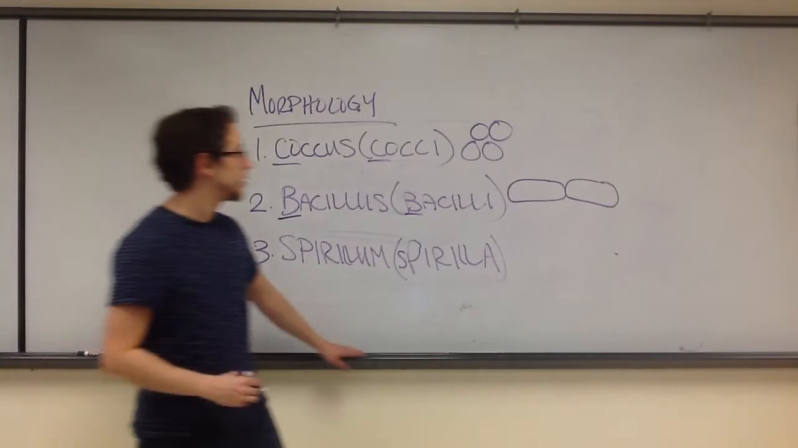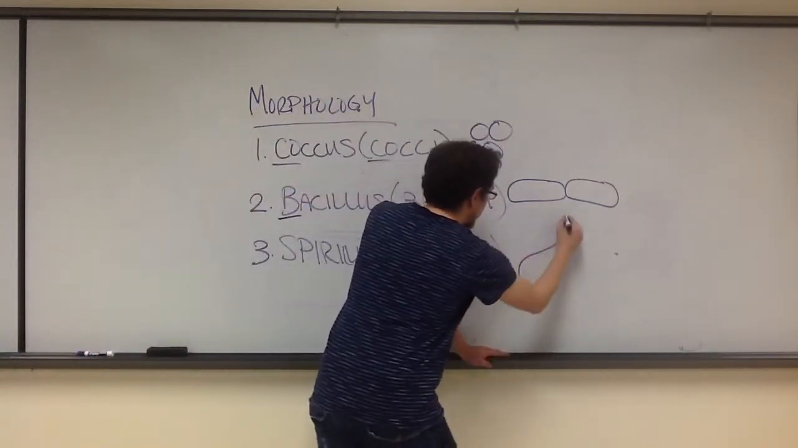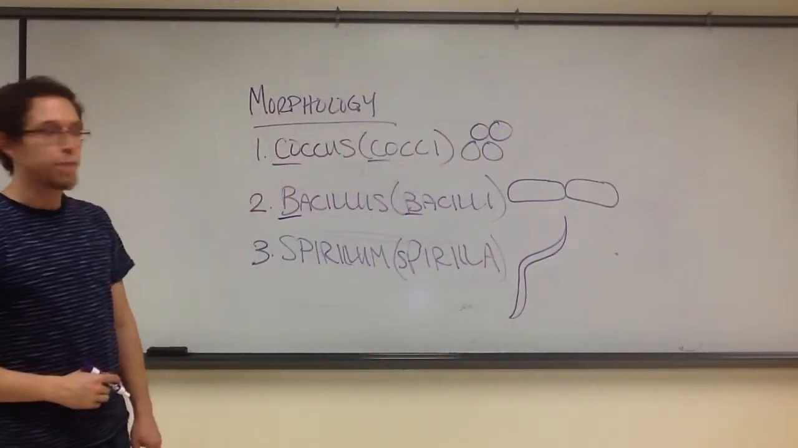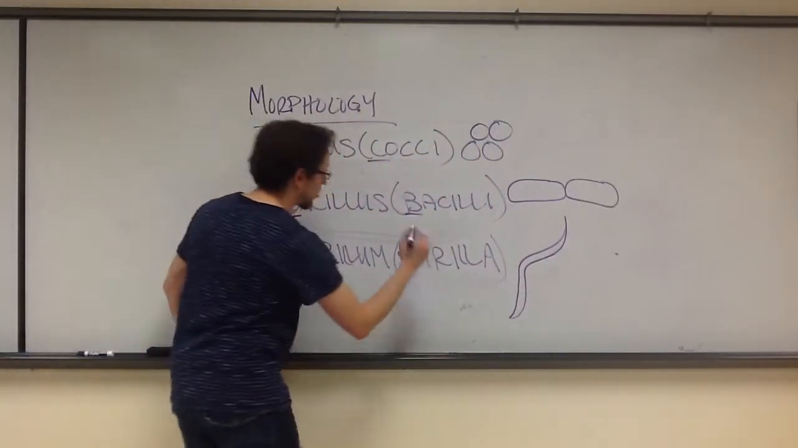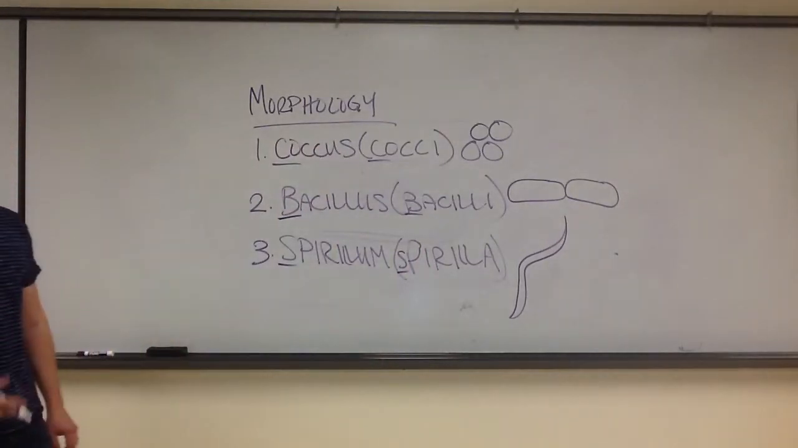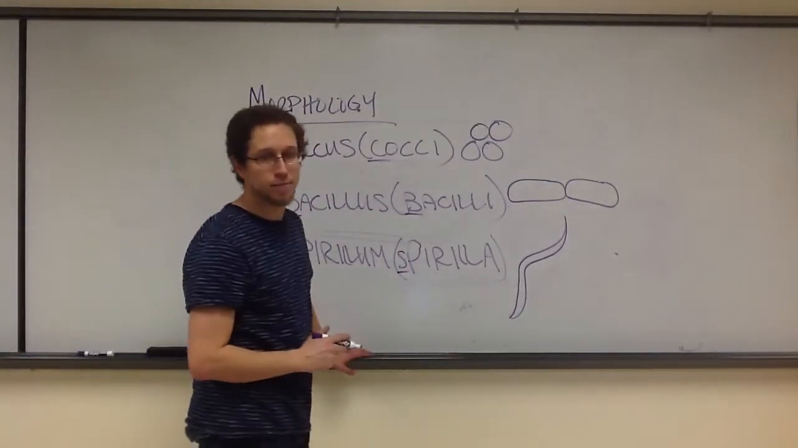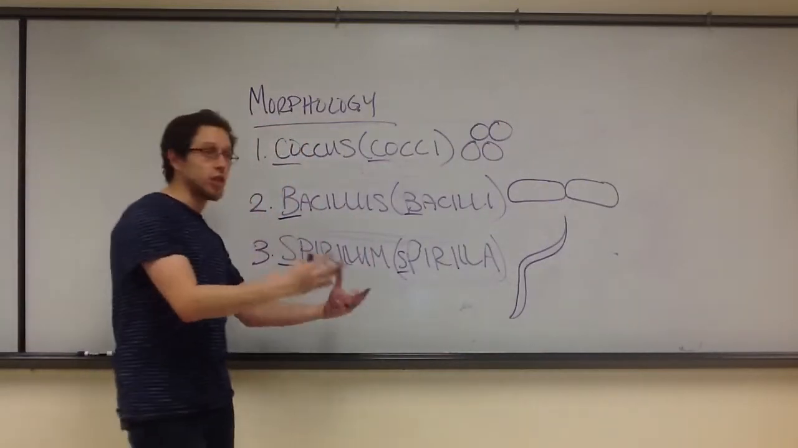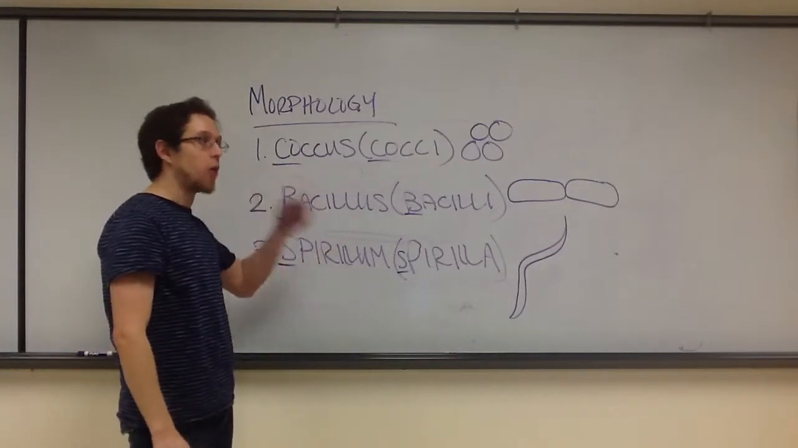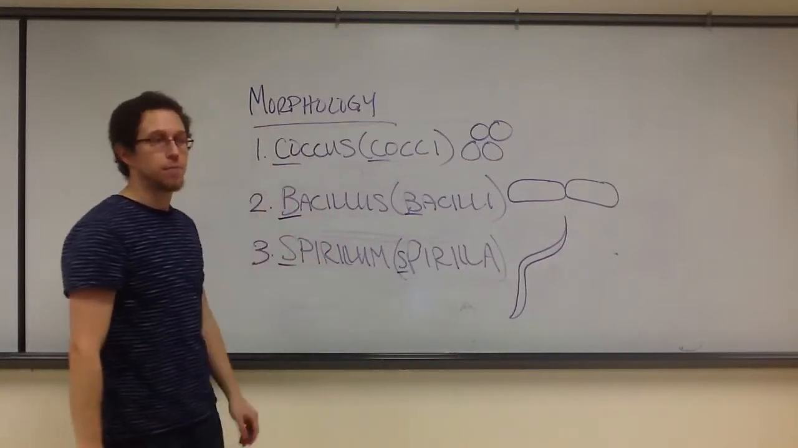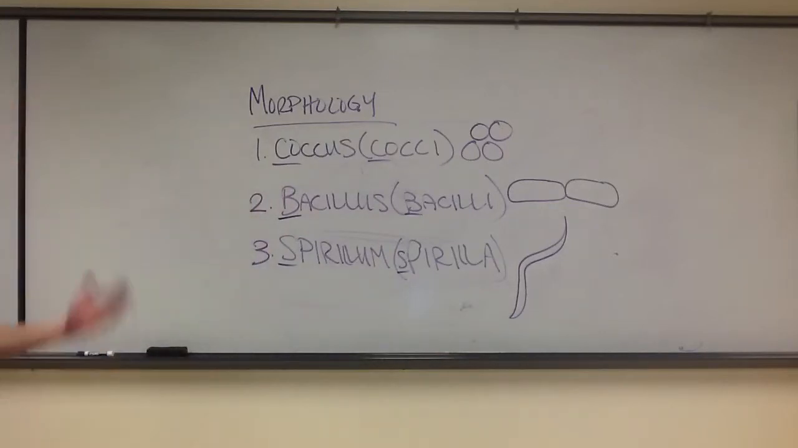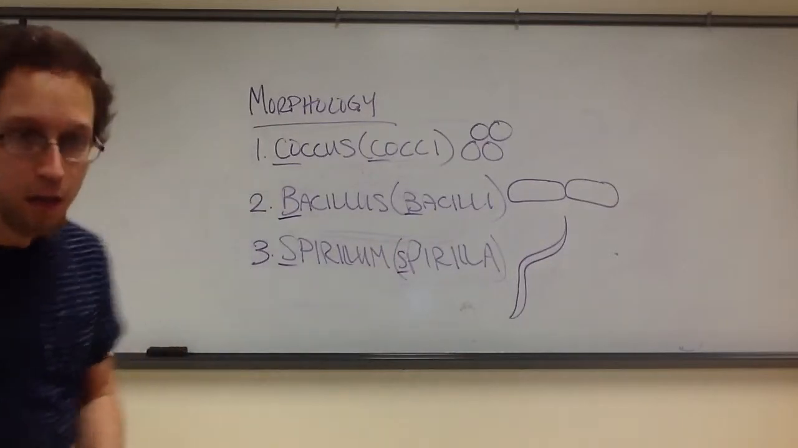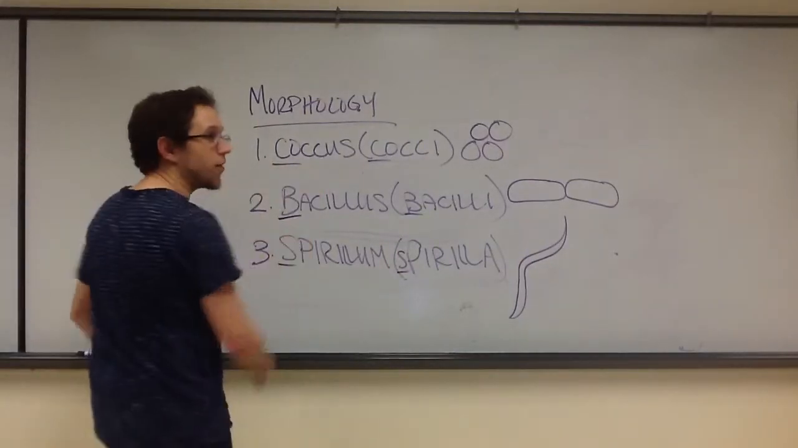And finally, spirilla are snake-like or spiral-like. So spirillum or spirilla are snake-like or spiral-like. So that's classifying bacteria based on morphology. If you see any slides of bacteria, you should always immediately begin identifying them based on their shape, based on their morphology. You should be able to say, this is coccus, this is bacillus, or this is spirillum. All right, so that's morphology of prokaryotes.